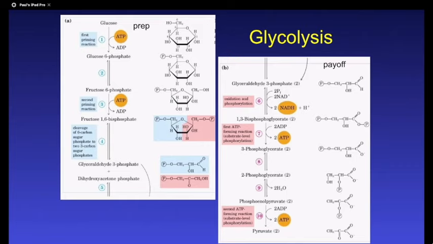And so in this, traditionally it's broken into 2 pieces. The investment part, where I use ATP, or called the prep part, and then the payoff part, where I'm going to get ATP. It's like this. To get money, you have to spend money. To get ATP, you have to use ATP, okay?